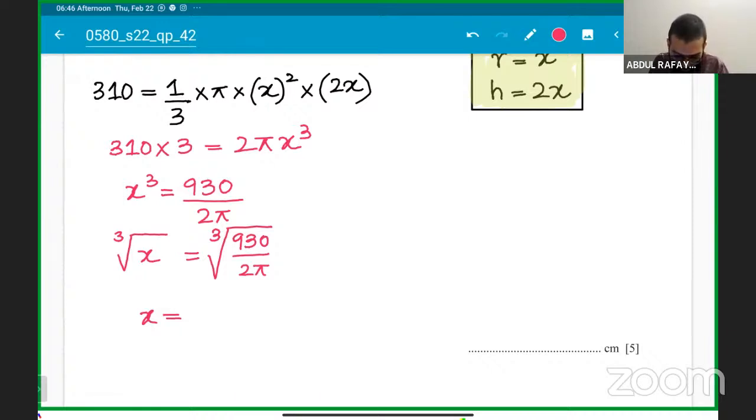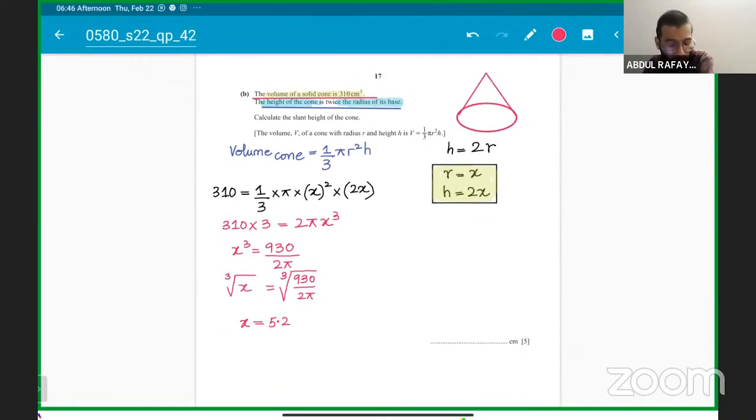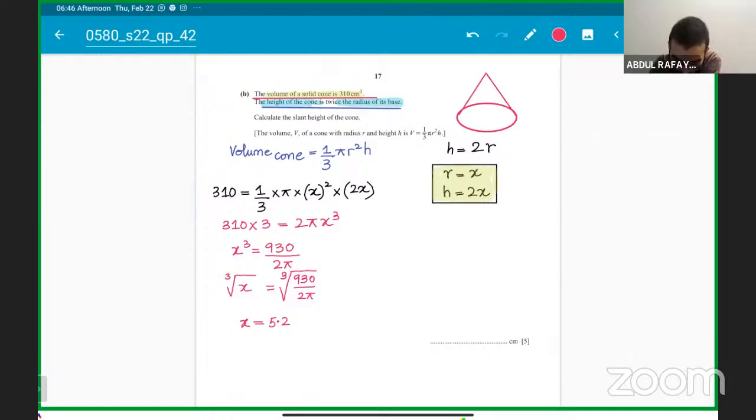Okay, everyone getting it clear? So I'm getting x value as 5 point something. So the radius is something 5 point something. Is everyone getting it clear with me? Following, guys? Yes, sir. Okay. So we are getting the radius something.